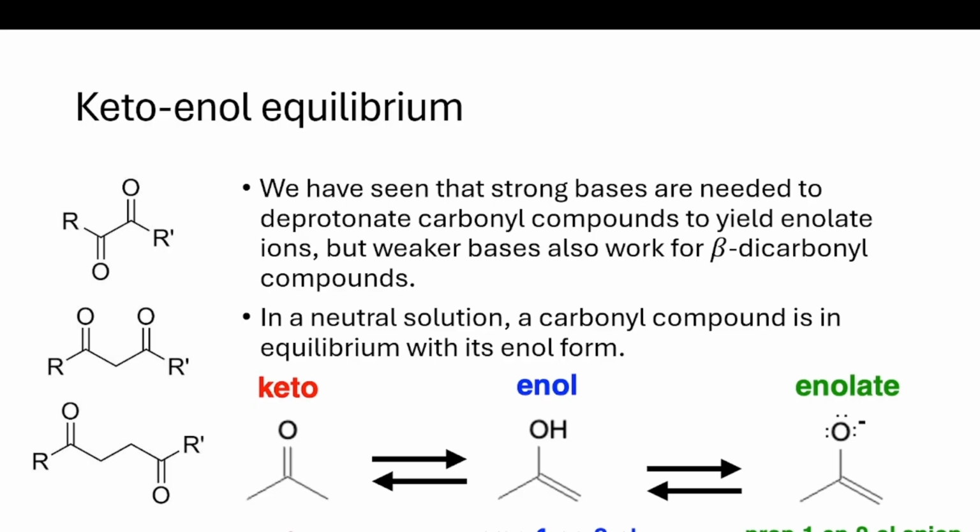Anyways, going on about enols and enolates, ketones and enols exist in an equilibrium. And as you can see, we have this ketone compound, acetone, and it can actually convert into its enol compound, which can then be deprotonated to form an enolate.